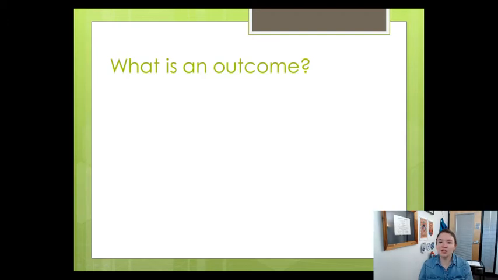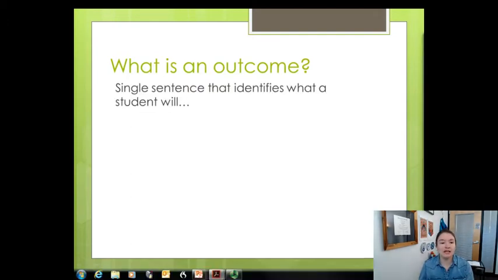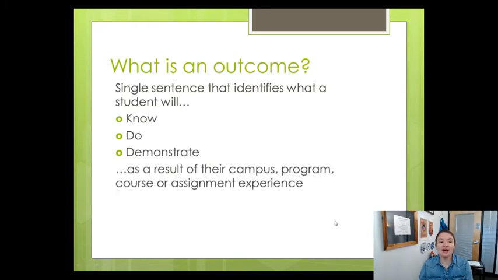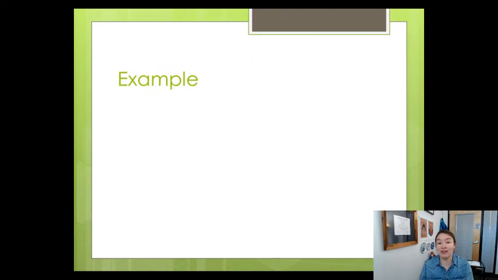So the first thing we need to do is ask ourselves, what is an outcome? An outcome is a single sentence that identifies what a student will know, do, or demonstrate as a result of their campus program, course, or assignment experience. When you write an outcome, you want to make sure that one of those three aims is in mind, that the outcome is about what the student will know, that the outcome is about what the student will do, or that the outcome is about what the student will demonstrate. That will help you come up with the language for that outcome.